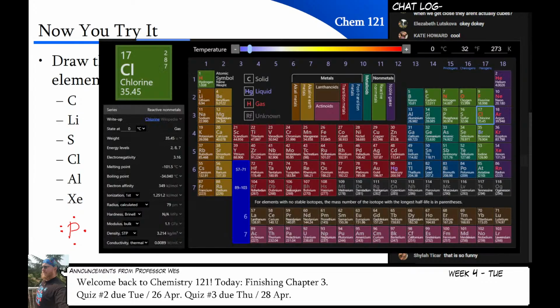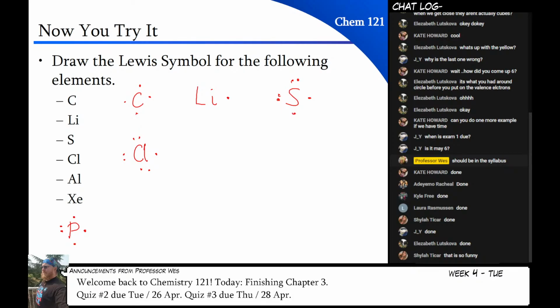Aluminum, we'll go like this. There's aluminum. Aluminum's in group 13. That means it has 3 valence electrons. Al: 1, 2, 3.